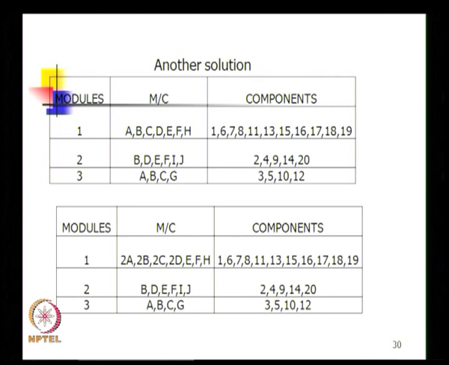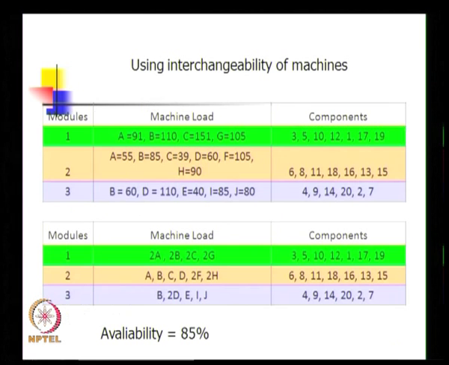So the load distribution is not as balanced in this configuration as it is in the earlier one. So even though the earlier one has a requirement of 8 extra machines, one can prefer the one with 8 extra machines, so that the cells are balanced in terms of workload, in terms of number of components visiting, and in terms of number of machines.